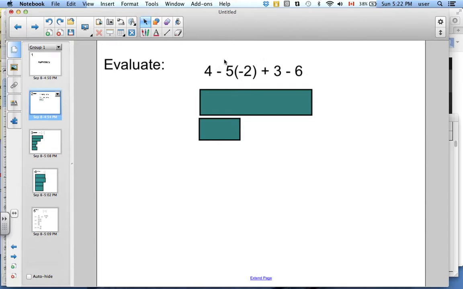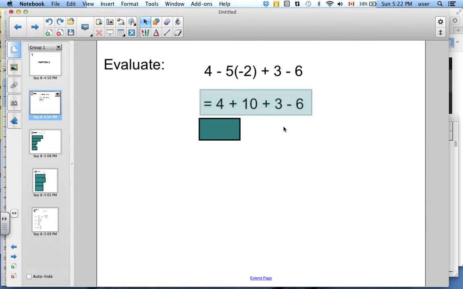So the first thing you're going to have to do is multiply your negative 5 by your negative 2. So our step is going to look like this. We're going to equal 4. When you multiply negative 5 by negative 2, you get a positive. Multiplying two negatives by each other gives us a positive, so we get 10. Plus 3 minus 6. So just carry down the other numbers.